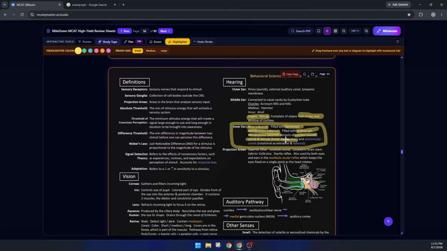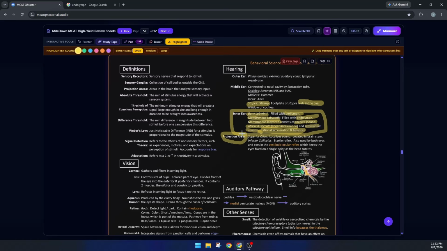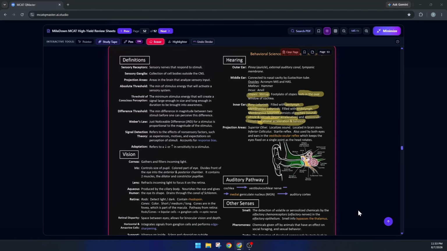So let's say your body is accelerating linearly; the utricle and saccule would notice. Your ear is a powerful thing, also for rotational acceleration and balance, and the part of the ear that does that is the semicircular canals. They help you perceive those things. Now, projection areas: the superior olive localizes sound and is located in your brainstem. The inferior colliculus handles startle reflexes and is also used by both eyes in the vestibulo-ocular reflex, which keeps your eyes fixated on one point. I just wanted to go over the projection areas very quickly.